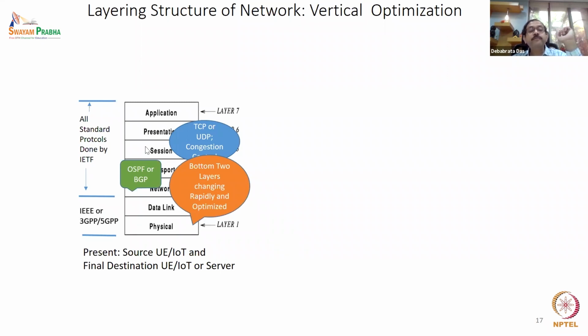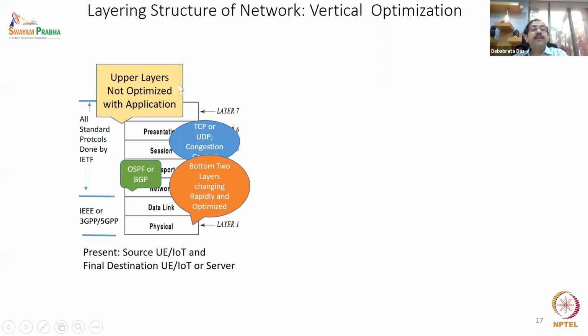So there has to be optimization from the top application. The moment I invoke an application like a 1 millisecond driverless car or robotic operations, which is 5 millisecond delay, my TCP, my network routing, my data link layer and physical layer have to be different from my simple email or browsing. Got my point? So now look what will happen. The upper layers, meaning from the network layer to the application layer, are not optimized with the application yet. This is the bottleneck. This is the main problem.